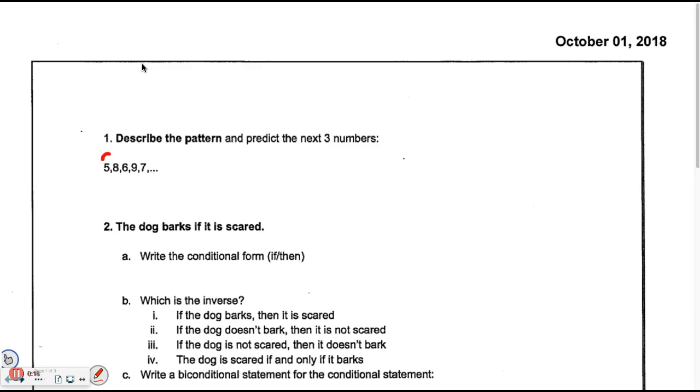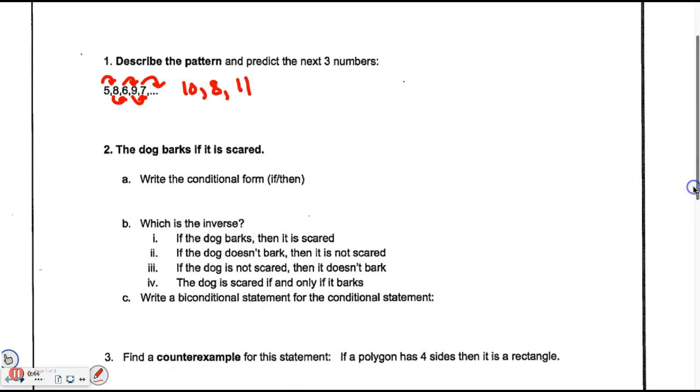So you'll notice this is going up 3, and then it goes down 2, then it goes up 3, then it goes down 2. So my guess is it's going to go up 3, then down 2, then up 3. And if we described it, we would say it's going down, up 3, then down 2, up 3, then down 2. The next one, a conditional statement.